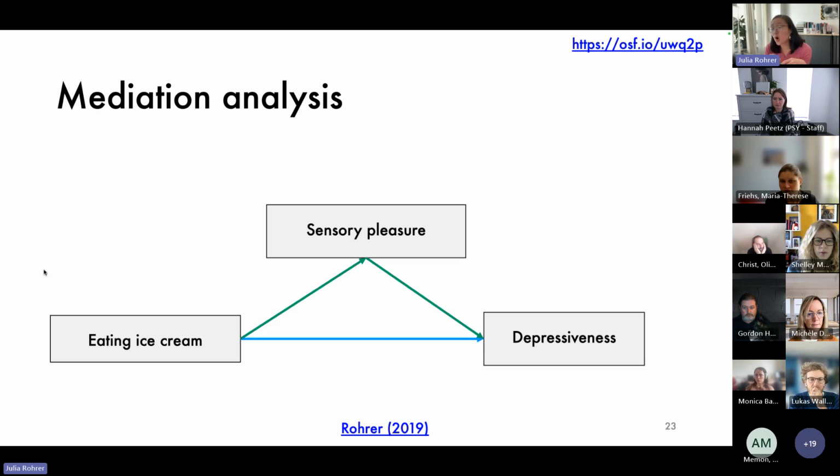And now to make causal claims here, and mediation claims are always causal claims because they are about indirect effects, we need to actually make two causal claims. First of all, we need to have the causal effect of eating ice cream on sensory pleasure, and then we also need to know the causal effect of sensory pleasure on depressiveness. Now, the first part of this, the effect of eating ice cream on sensory pleasure, is no issue at all. We have randomized who gets to eat ice cream, so eating ice cream cannot be confounded with anything. So that's fine, we can estimate that effect.